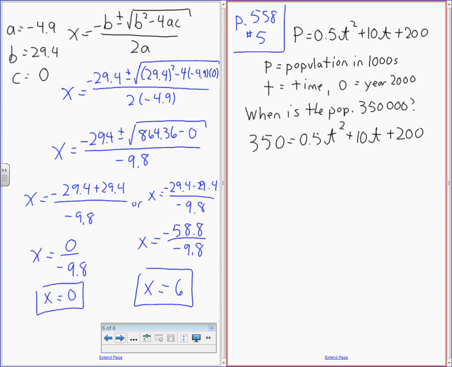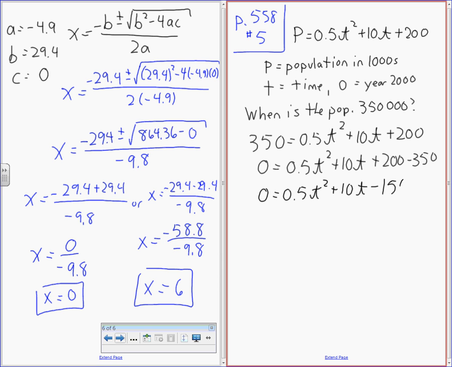Thank you. Okay. Remember, it always has to equal 0, right? So it's going to be 0 equals 0.5t squared plus 10t plus 200 minus 350. 0 equals 0.5t squared plus 10t minus 150. Are we sort of okay with what happened there? And then that's quadratic formula.